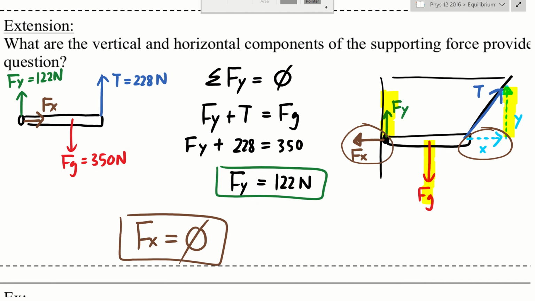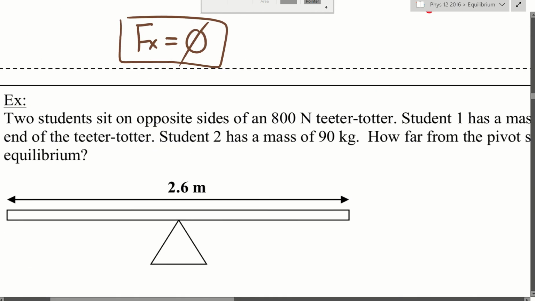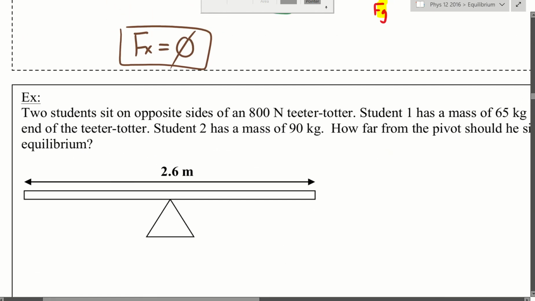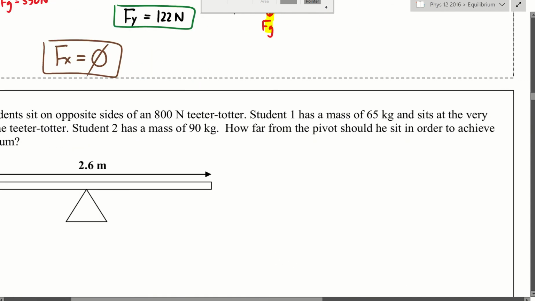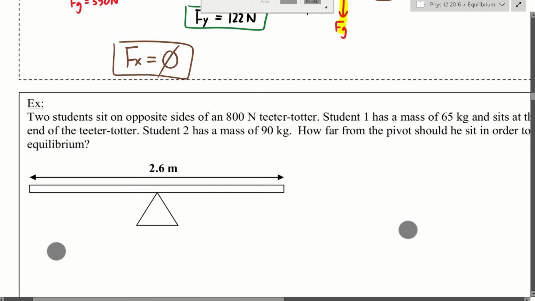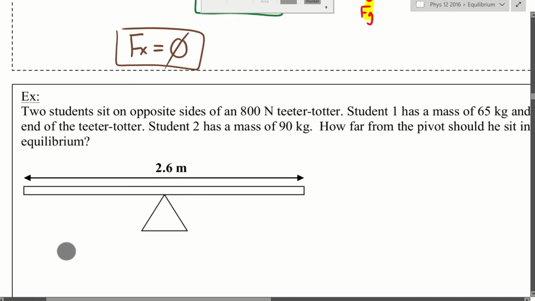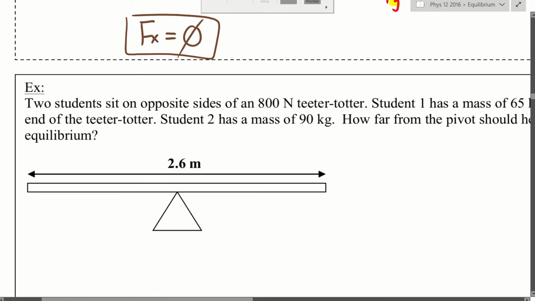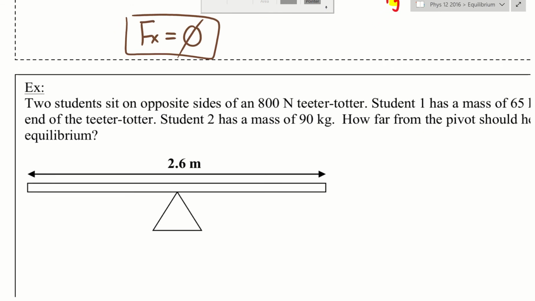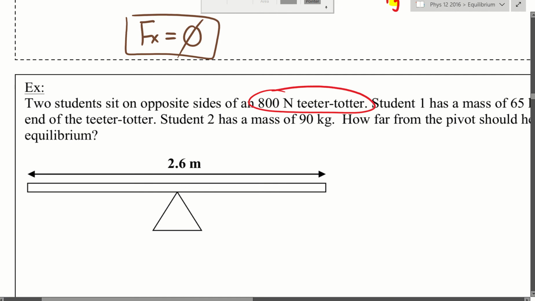All right. Now, another example. So this is a seesaw tutor. You want two kids to be on it. The first kid is 65 kilogram. The second kid is 90 kilogram. Okay. And the board itself is 800 Newton. So that means there is a center of force of gravity, center of mass, that is 800 Newton.